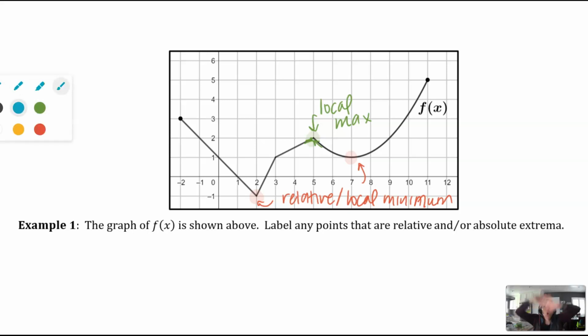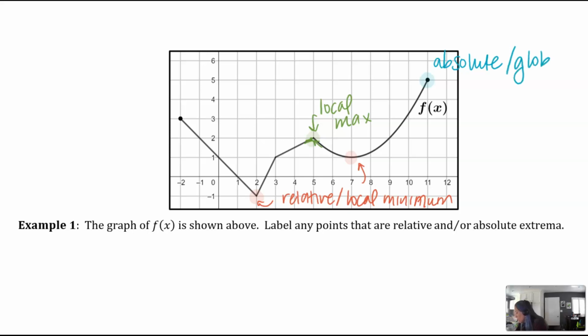And then we think globally. What is the smallest thing and the largest thing on this overall function? And we've got, whoop, this point looks to be our absolute or global maximum. And our minimum value, whoa, it's also here.